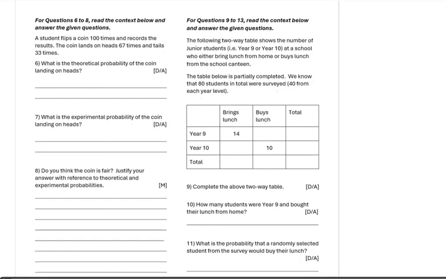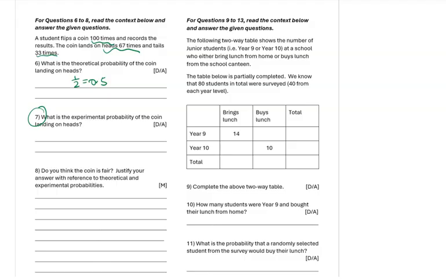So scrolling down to questions up the top there, question 6 to question 8. So a student flips a coin 100 times and records their results. 67 of them land on heads and 33 of them land on tails. What is the theoretical probability of the coin landing on heads? So remember, theoretical probability is not based on the experiment that the student just did. It's based on you just thinking about the scenario. So in this case, the theoretical probability of getting heads would have been 1/2 or 0.5, because it would have been 1 out of 2 of the outcomes.